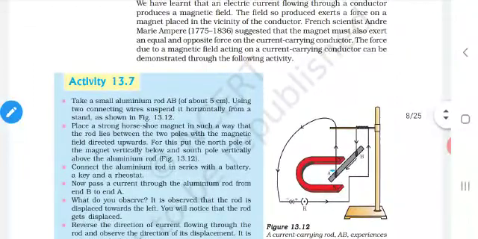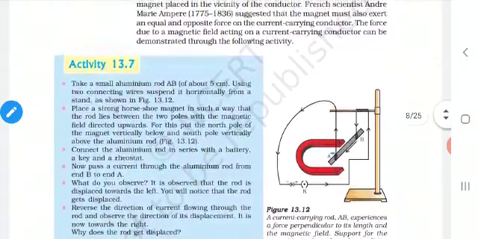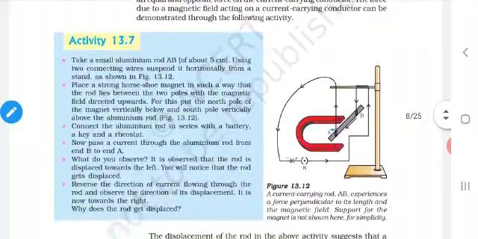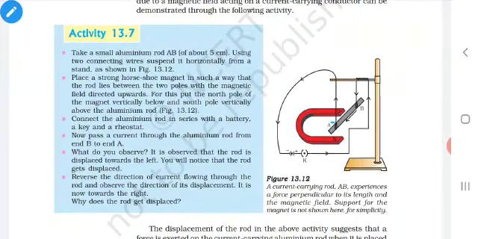What does it mean? If the current is flowing through the conductor, it produces a magnetic effect. So this magnetic field will exert a force on the magnet in the vicinity of the conductor. And the magnet exerts an equal and opposite force on the current carrying conductor. In the previous classes we have seen current and magnetic field. In this, we are going to see the motion also, the direction of motion also. Let us see that with the help of the activity.